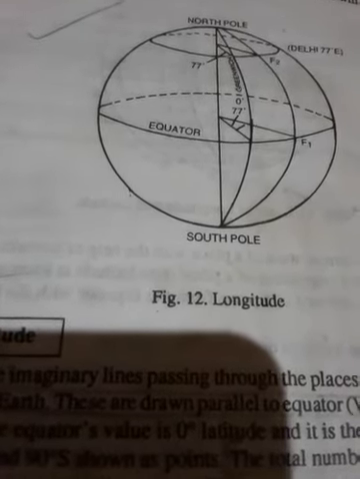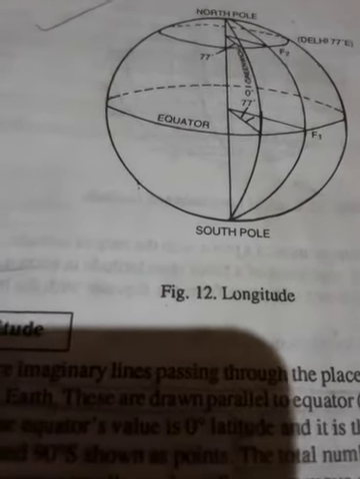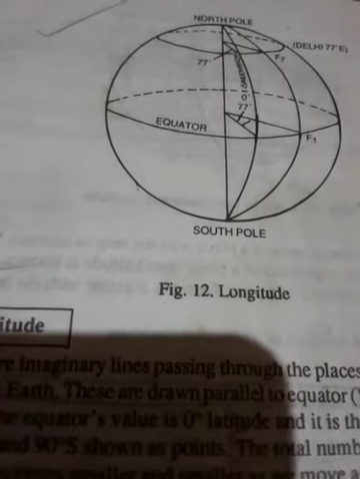The distance of each latitude is approximately 111 km. Now, let me tell you how this distance is calculated.